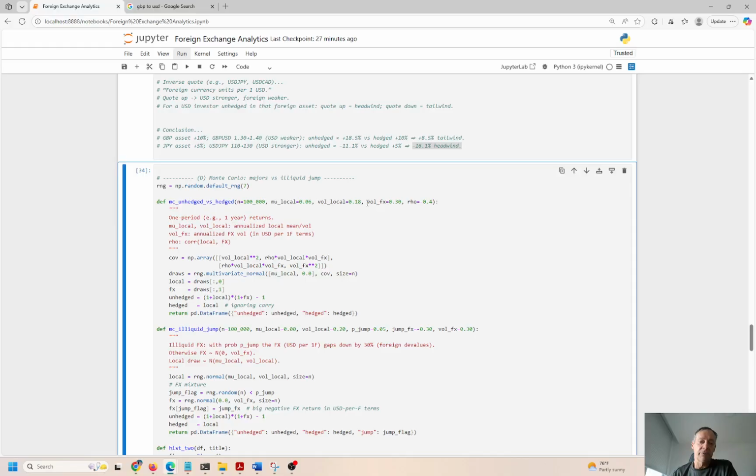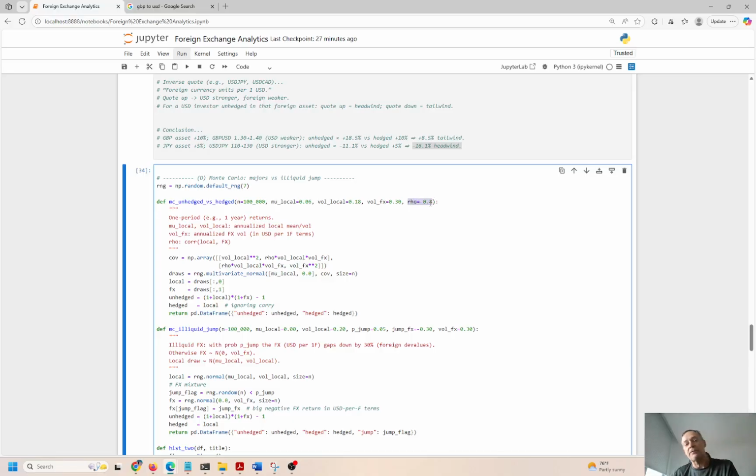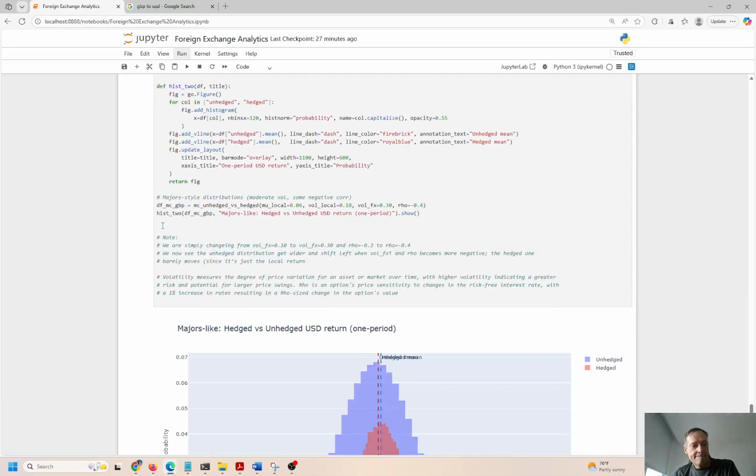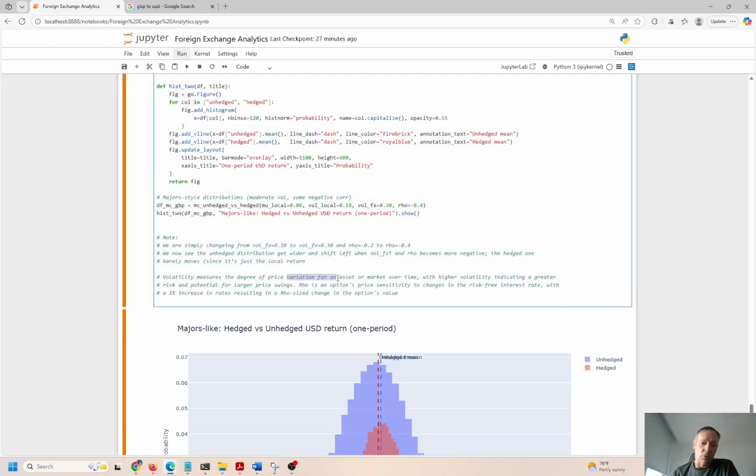So I want to change the volatility of the foreign exchange and the rho, which would be the change of the, how's this defined? I have this in my notes down here. So the volatility measures the degree of the price variation for an asset or market over time. So volatility is sort of like the spread of the returns over time. If it's highly volatile, it's going to be all over the place.